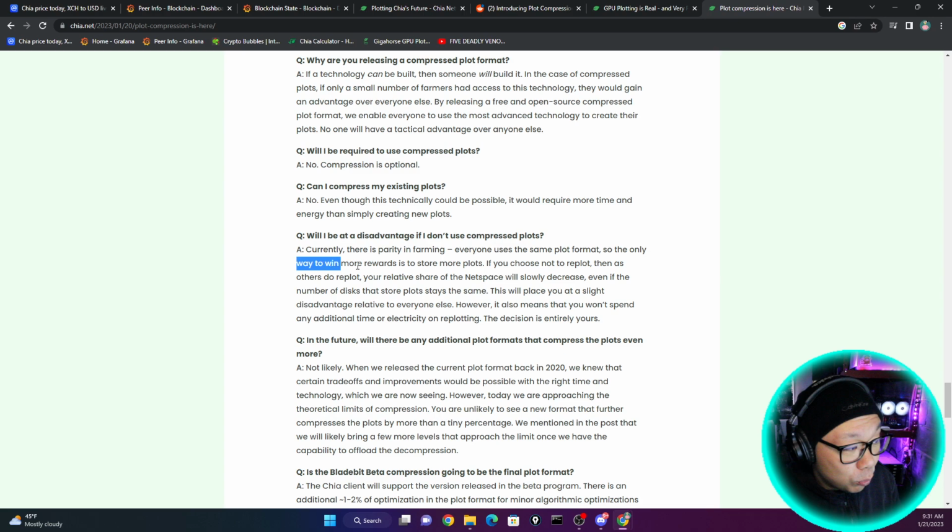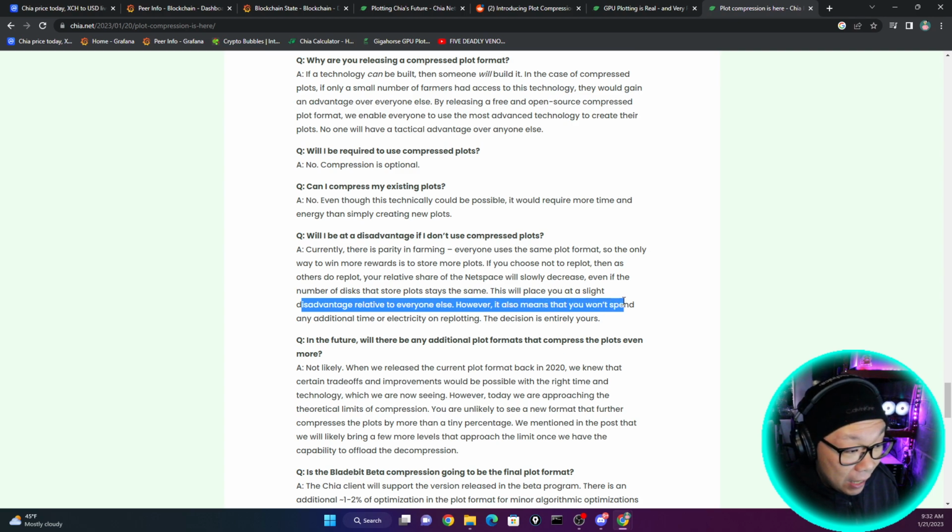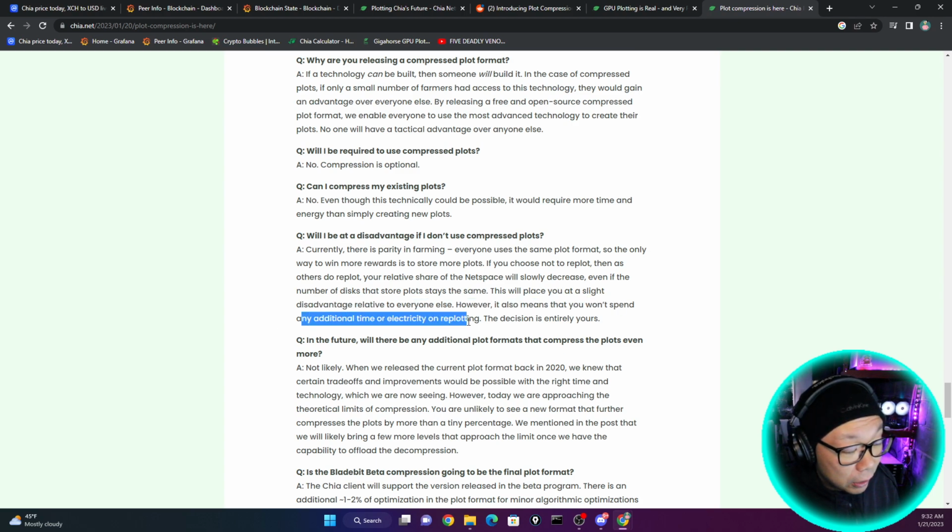So the only way to win more rewards is if you have more plots and more storage. Right. If you choose not to replot, then as others do replot, your relative share of network space will slowly decrease even if the number of disks that store plots stay the same. This will place you at a slight disadvantage. See, they're saying it straight out here in your face. Disadvantage relative to everyone else. However, it also means that you won't spend any additional time or electricity on replotting. The decision is entirely yours.